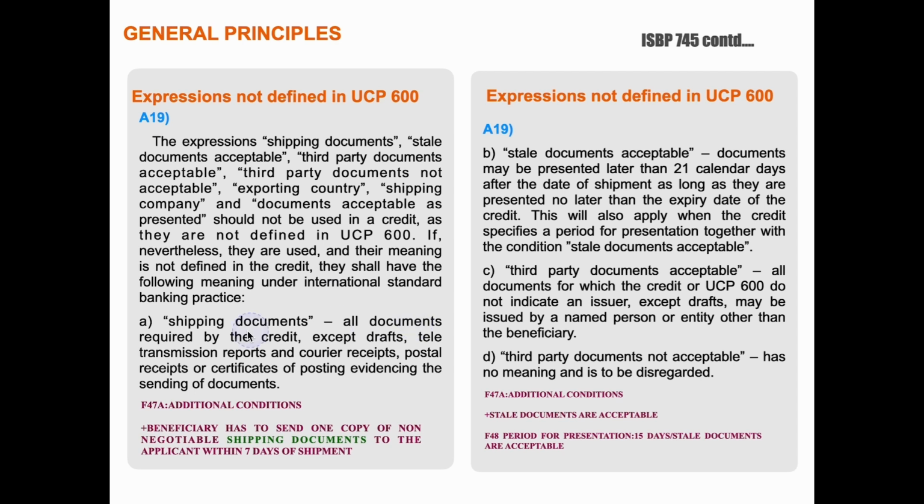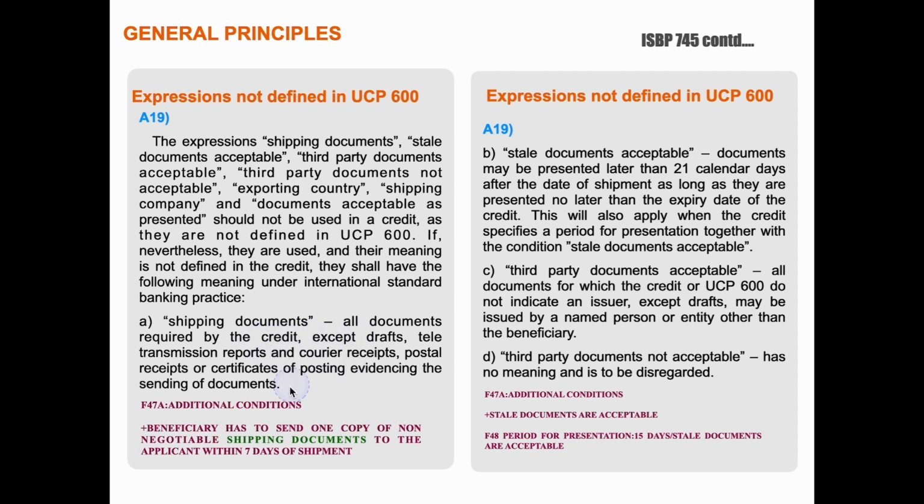Shipping documents means all documents required by the credit except drafts, teletransmission reports, and courier receipt, postal receipt or certificates of posting evidencing the sending of documents. For example, in field 47A there is a condition: the beneficiary has to send one copy of non-negotiable shipping documents to the applicant within 7 days of shipment. In this requirement, what is shipping documents? That is what is discussed here.